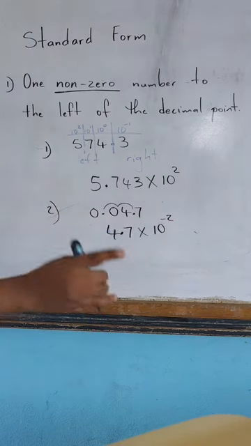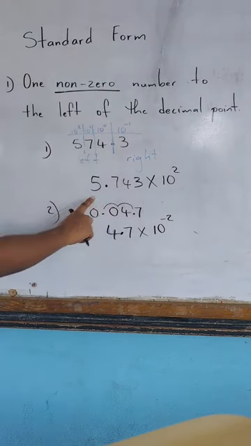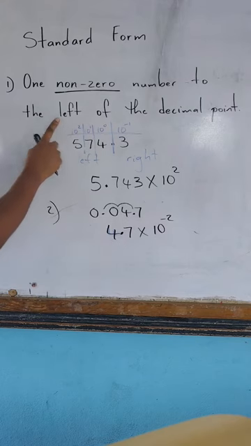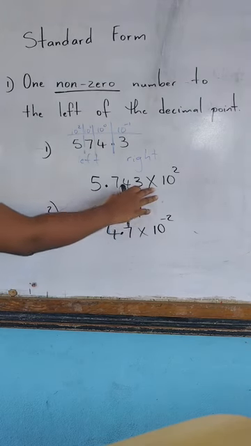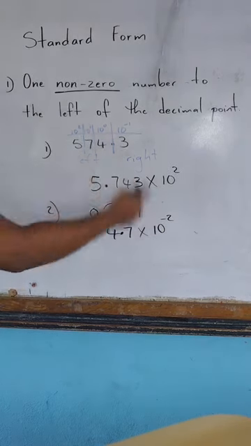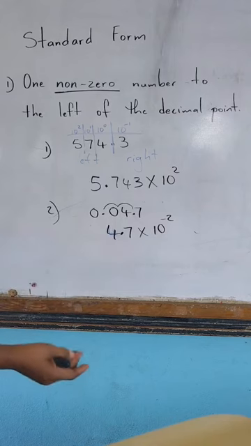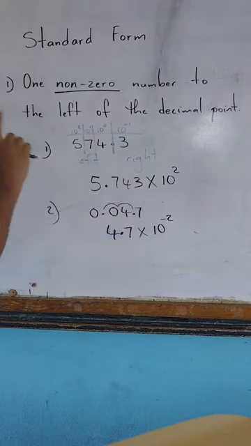So when you write a number in standard form, always remember there should be how many? 1 non-zero number to the left of the point, and then you must multiply by a power of 10 to give back the number its value. Otherwise, you're writing a new number that would not be equal to the number that you had before.